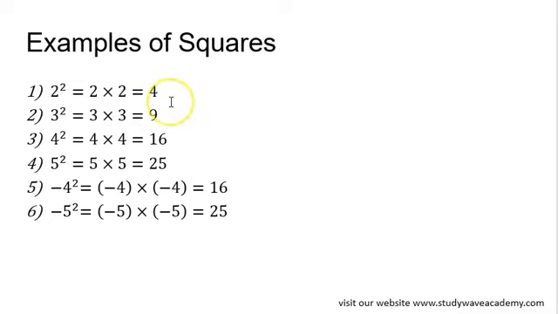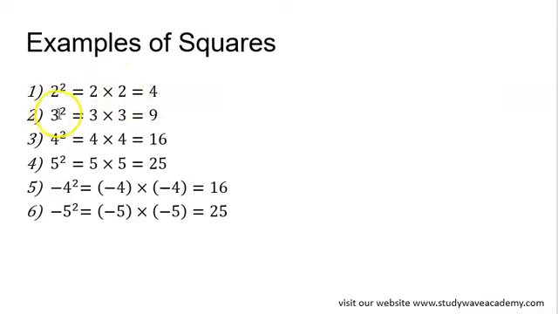Now we have examples of squares. We have here 2 raised to power 2 or 2 squared. What does it mean? 2 in 2 places, which is 2 times 2. And it's going to give us what? 4. 2 times 2 will give us 4. So 2 raised to power 2 or 2 squared is equal to 2 times 2, 4.